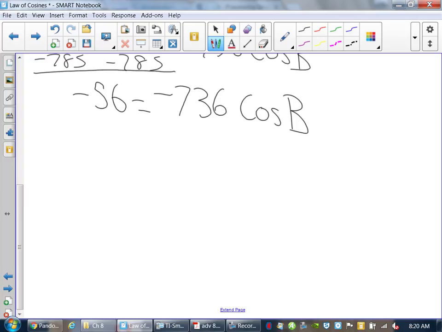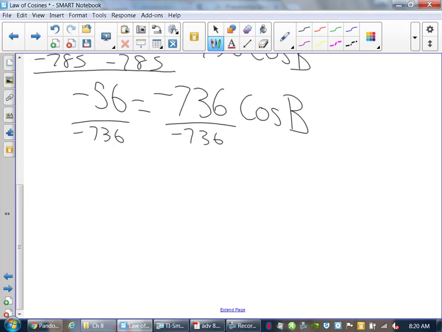I can't divide by the cosine of b. I'm just going to divide by the negative 736. And this is a good sign, because what's a negative divided by a negative? Okay. Now, can you have a cosine of an angle that's negative? Or can the cosine of an angle become negative? Yes, because it's more than 90 degrees. It's okay, but we'll worry about that later.